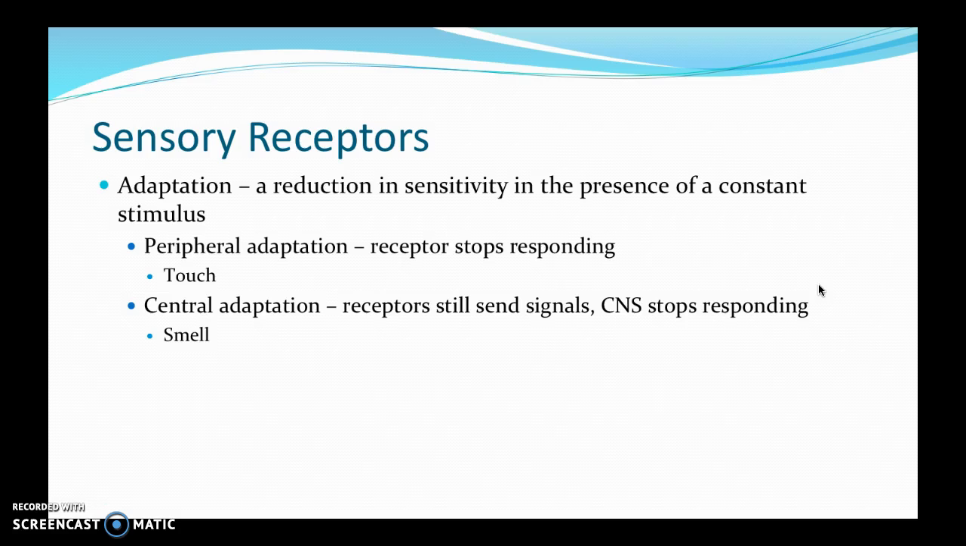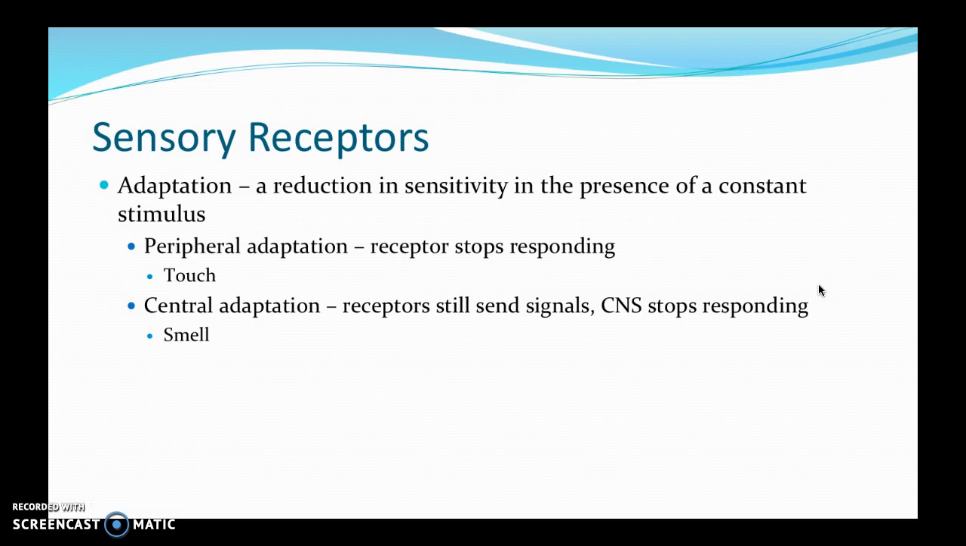An example of peripheral adaptation and the phasic receptors is the sensation of touch. Think about the fact that your clothes are touching your skin all day, but do you constantly feel them? Or is it only when they move against your skin? Same thing with your hair. Unless your hair is moved by something, you probably don't notice it against your skin.